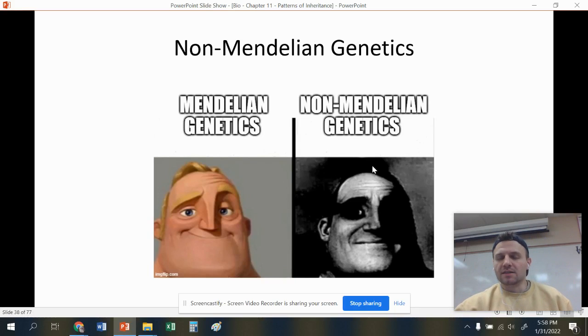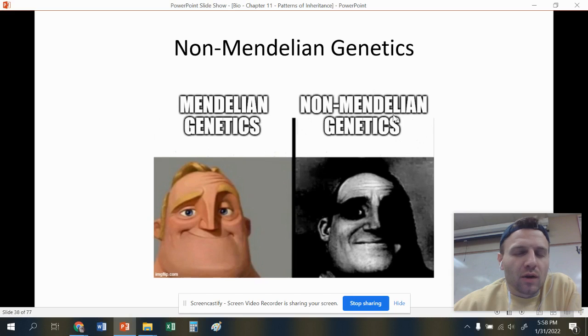All right, so this section is going to be on non-Mendelian genetics. We've been going over Mendelian genetics in the past section. This is specifically going to be looking at non-Mendelian genetics. These play by some of the rules of Mendel's pea plants, but not all of the rules.